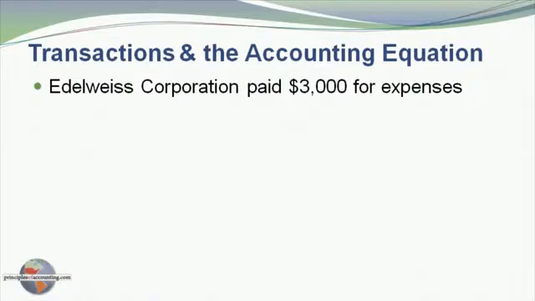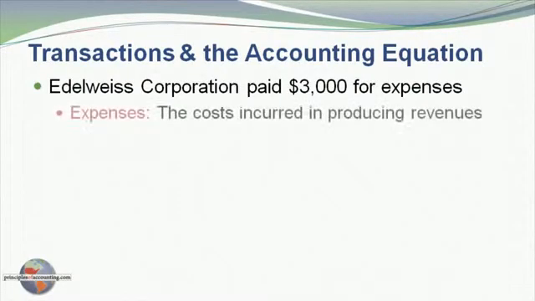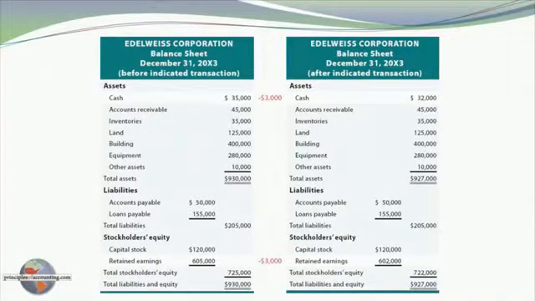Finally, let's look at Edelweiss Corporation, which paid $3,000 for expenses. Expenses are the cost incurred in producing revenues. So in this particular case, $3,000 was paid out. Cash dropped by $3,000 from $35,000 to $32,000. That resource consumption caused income to go down, which also caused retained earnings to go down. So the retained earnings of the corporation, instead of being $605,000, is now only $602,000. But once again, the fundamental accounting equation, after the indicated transaction, total assets, $927,000, still equal total liabilities plus stockholders' equity.